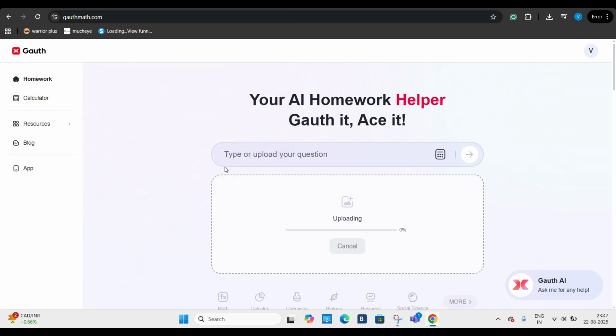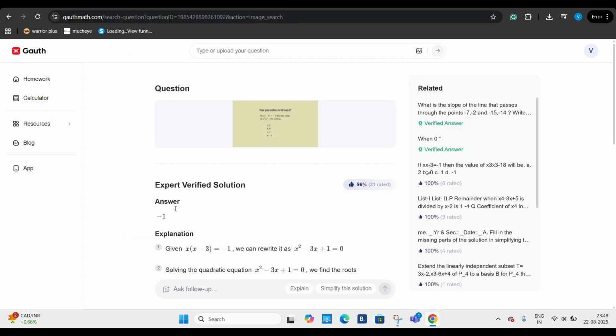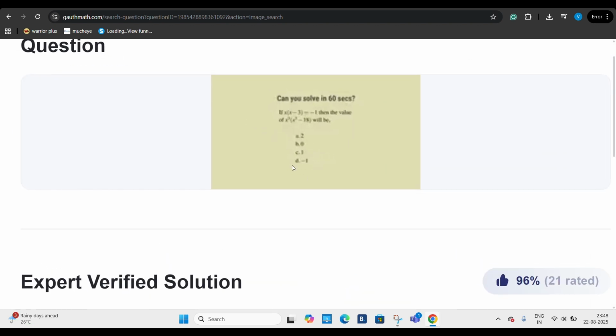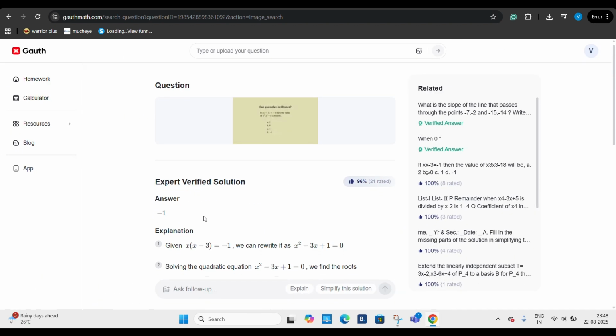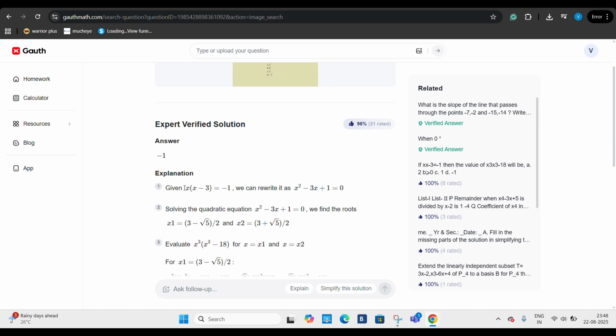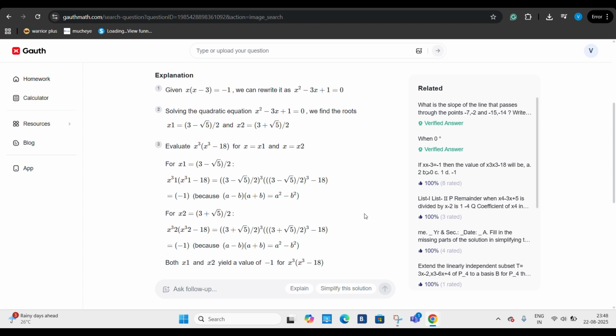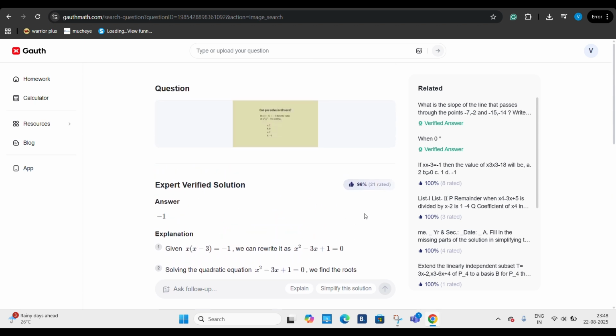So yeah, this is the question. As you can see, we have got the answer, which is -1, in seconds. It is one of the options, and it has basically found it out. What was given was x minus 3 is equal to -1. We can rewrite it like this, and this is how the answer was found. So this is exactly how you could be using Gauth AI to solve your problems.